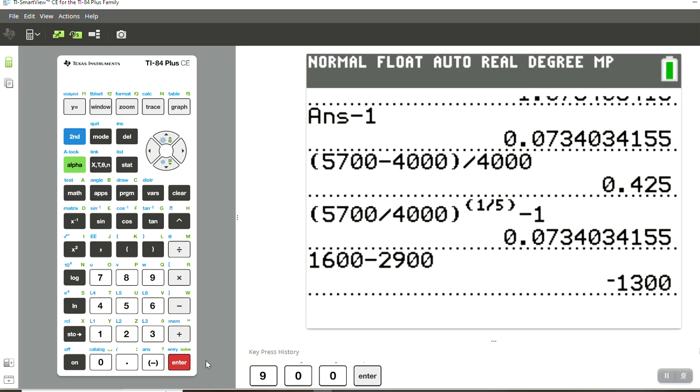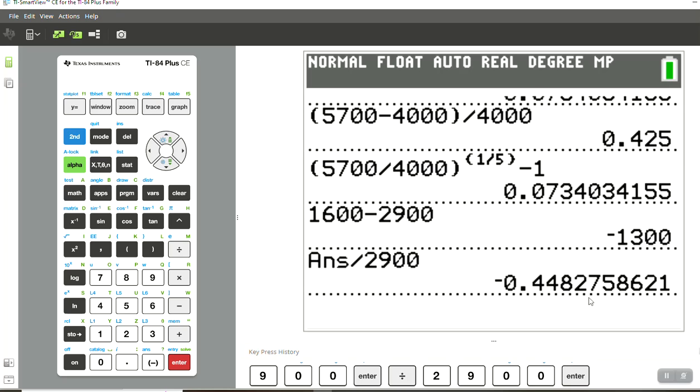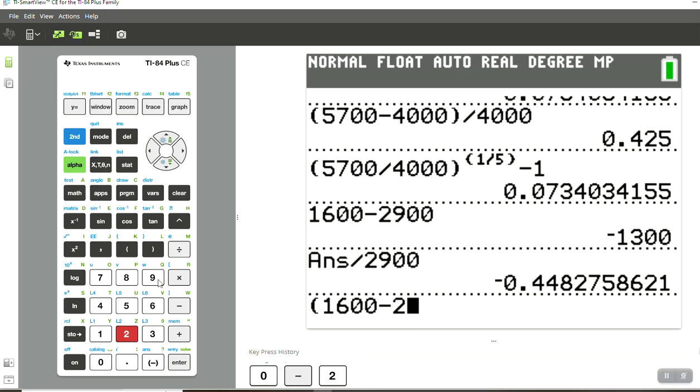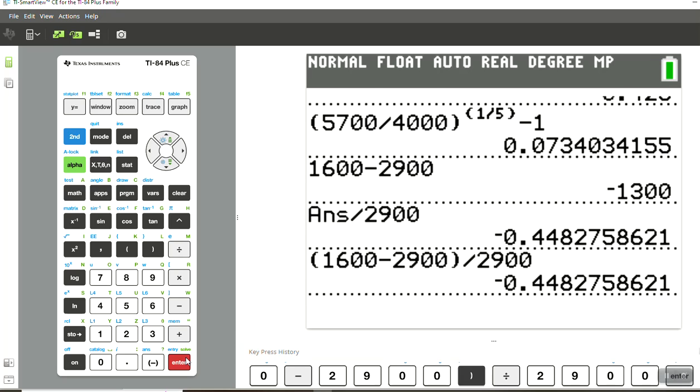Find the percentage that you lost in total. You divide that negative 1,300 by the original amount you paid for it, which is 2,900. We'll notice this is a negative decimal. And to the closest three decimal places, that would be negative 0.448, which is negative 44.8%. You could do all this in one fell swoop by dividing 1,600 minus 2,900, putting in parentheses, all by 2,900, and getting the same negative 44.8% in decimal form.